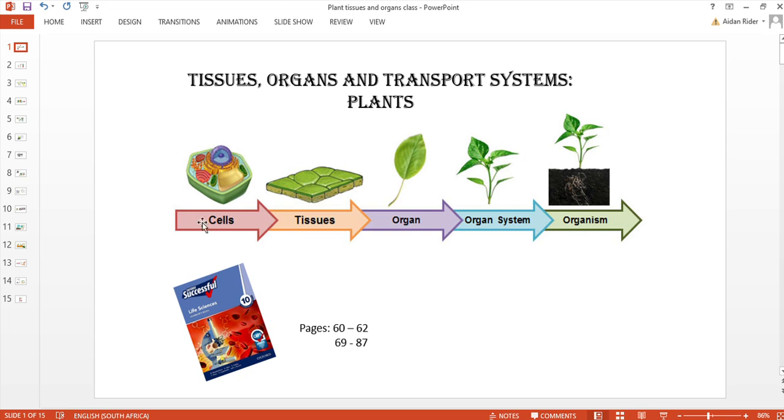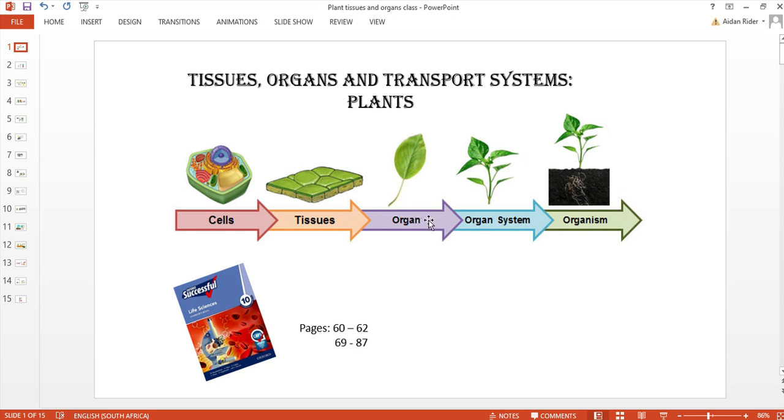Okay, so when we have a group of cells, we have a tissue. In this case, you can see an individual cell next to another cell, next to another cell. Okay, so a group of them gives you a tissue. Then when you have groups of tissues, we get an organ. In this case, it shows you a leaf. It could be a leaf, a stem, even a root in the case of a plant.